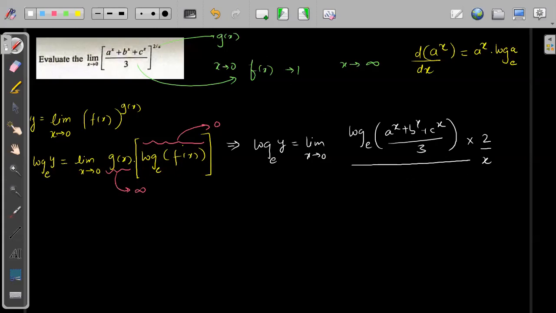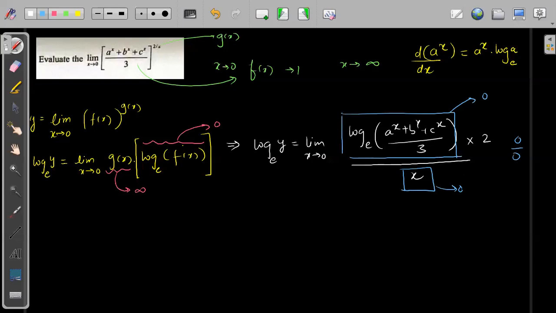So this whole thing I can take down, this x I can take down, so this will become 0 by 0 form. Now this 2 I can take outside. This whole part is tending to 0, this whole part is tending to 0, so this is 0 by 0 form.